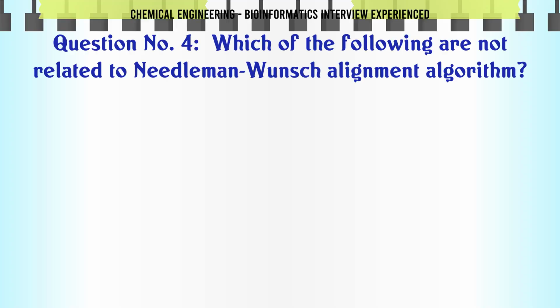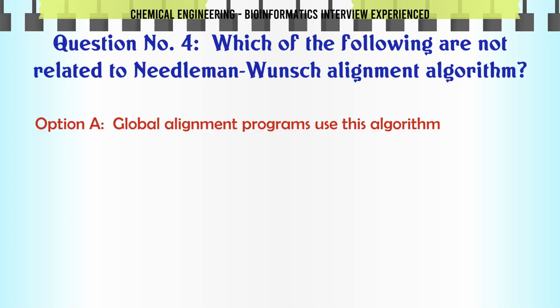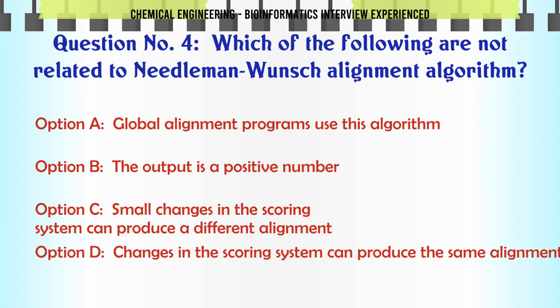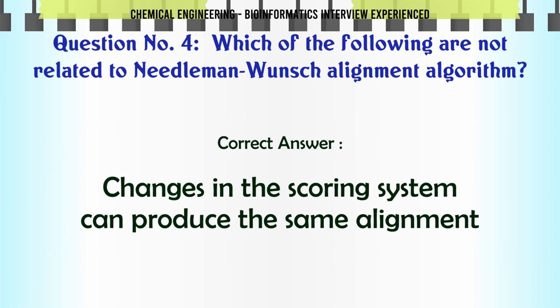Which of the following are not related to the Needleman-Wunsch alignment algorithm? A. Global alignment programs use this algorithm. B. The output is a positive number. C. Small changes in the scoring system can produce a different alignment. D. Changes in the scoring system can produce the same alignment. The correct answer is changes in the scoring system can produce the same alignment.